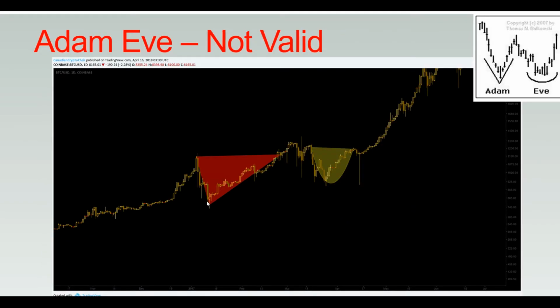An Adam and Eve that's not valid. Of course, if your triangle is kind of messed and you have some sort of pump and then a little bit of a dump, that's not really a bottom. We're still continuing up. So this one is obviously not a very strong Adam. It needs to be a nice V shape. This V is a little off, as well as your Eve is way over here, which is kind of out of whack and it doesn't even fit. So this one's not valid. That's something that you wouldn't be looking for.